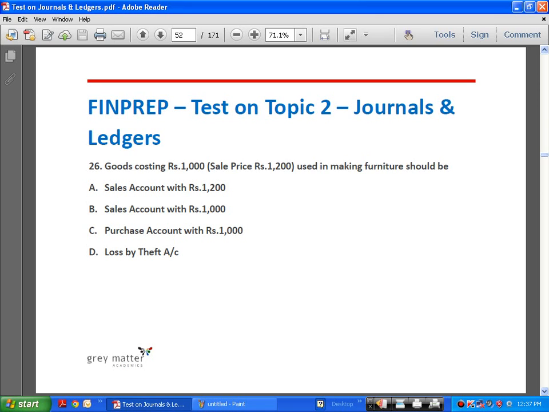Next we come to what is the value at which this purchase has to be recorded. Is it 1000 rupees or the sale price of 1200 rupees? So purchases, you have purchased for 1000 rupees. That is the cost that you have incurred in buying the goods. So the cost incurred to buy the goods is 1000 rupees, and hence your purchase account should be recorded with this purchase at 1000 rupees and not at 1200 rupees.